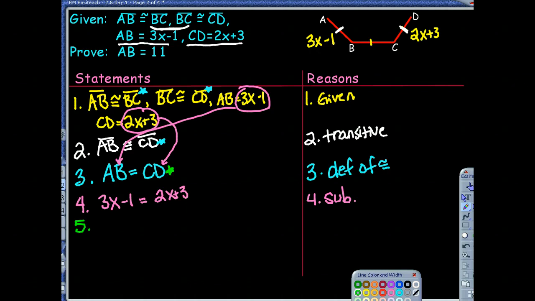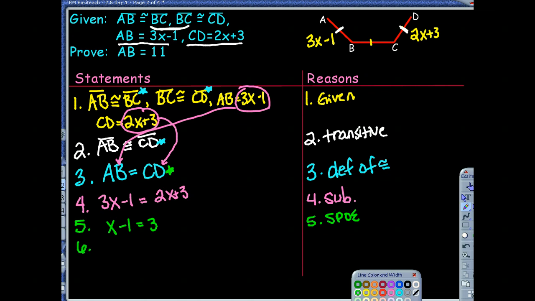All right. So the goal is to get x by itself. So I would say go ahead and subtract 2x on both sides. So I get x minus 1 equals 3. So that reason would be the subtraction property of equality. And so we're going to use the property of equality since we're trying to solve an algebraic equation. And since now we're in equations.